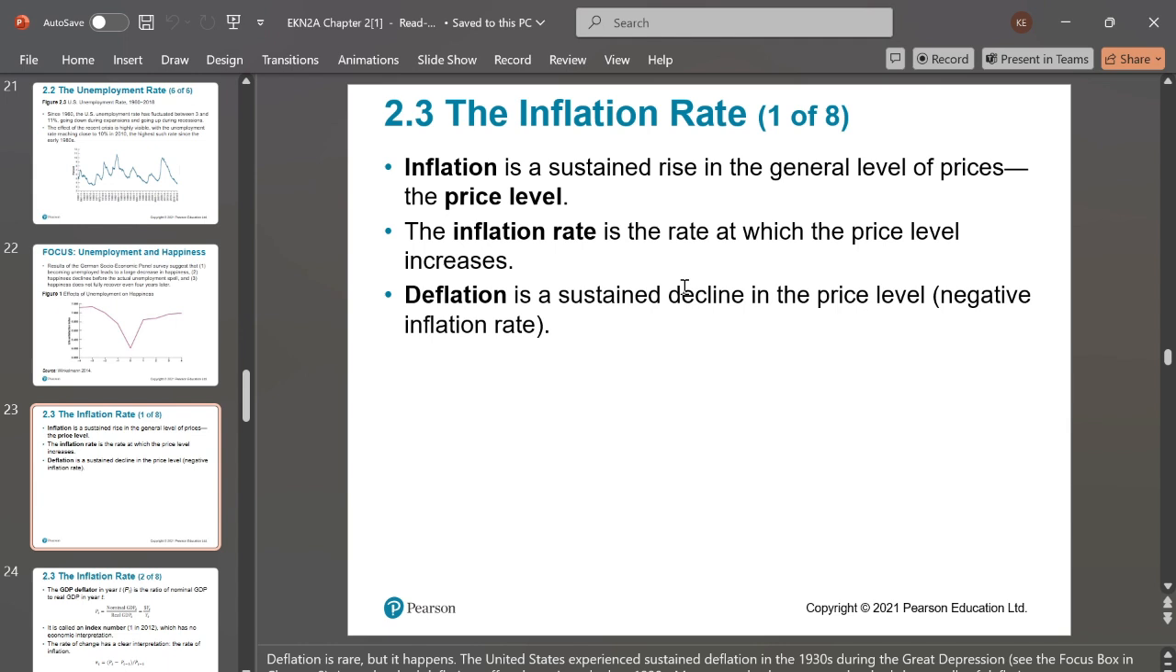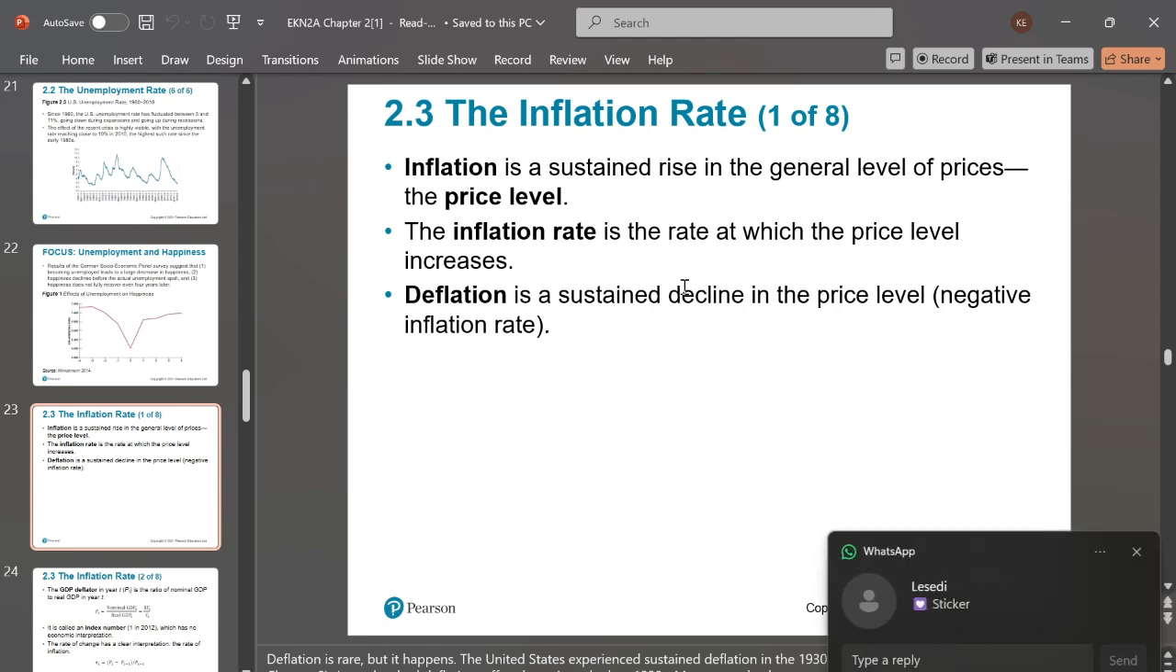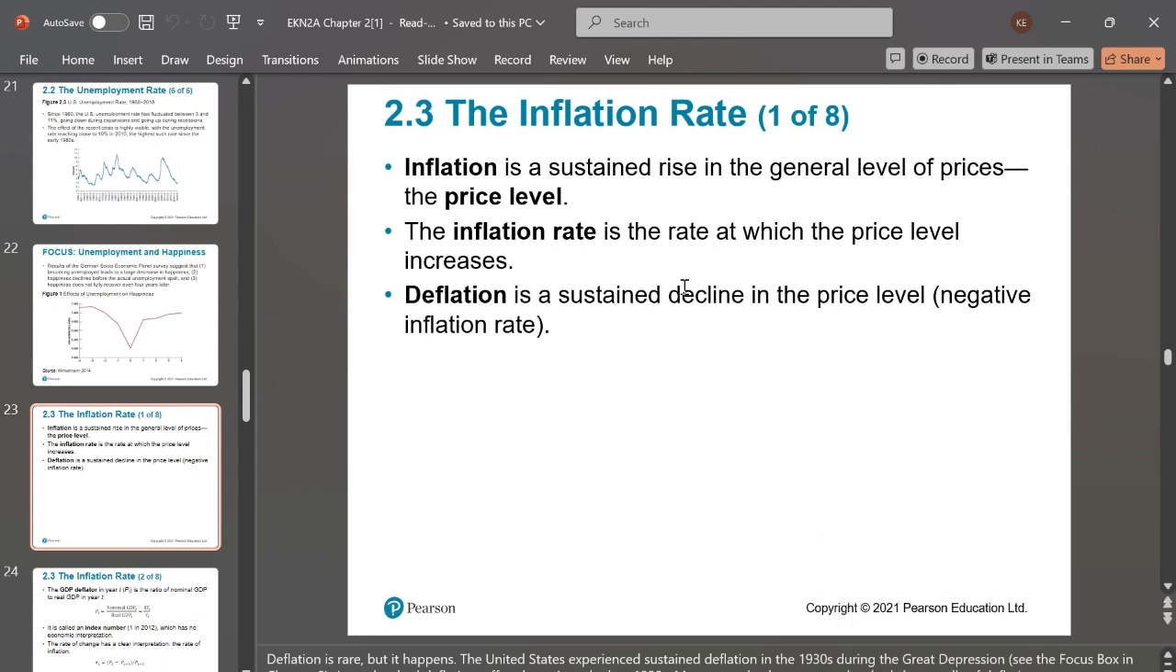So what do we mean by that? It is basically us calculating that if we have bread for 20 rand now and we had bread for 15 rand back then, we're going to say the 20 rand, which is the new price, minus 15 rand, which is the old price, divided by 15 rand, which is the old price, times 100, and you'll get your figure. That is basically the inflation rate that we will be dealing with. And then deflation. So inflation is increasing, deflation is decreasing. This is basically a sustained decline in the price level.